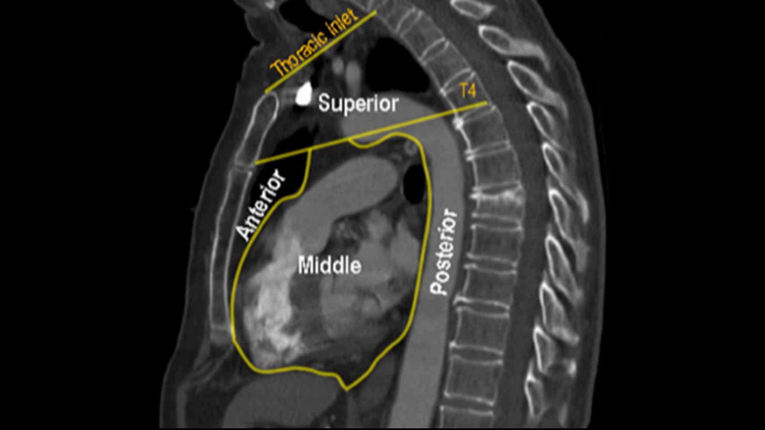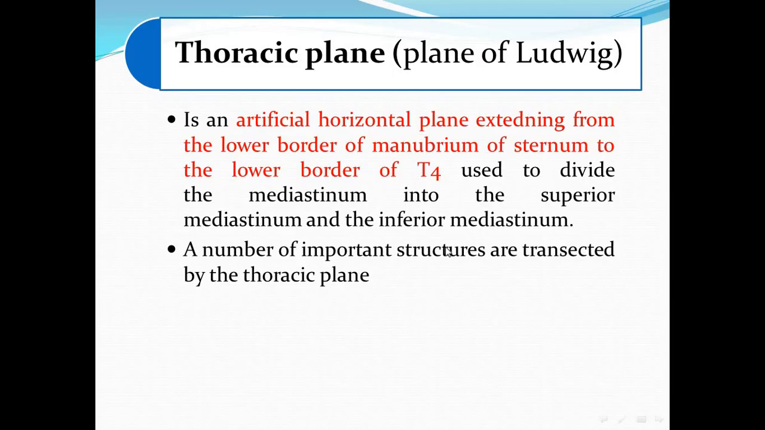This is a sagittal CT image annotated to show all of these subdivisions. So this is the thoracic inlet, which is the upper border of the mediastinum, and the diaphragm, which is the lower border. This is the thoracic plane, extending from the lower border of the manubrium of the sternum to the lower border of T4. Superior to it is the superior mediastinum. Inferiorly is the inferior mediastinum. Then, in relation to the pericardium, we have the anterior mediastinum, the middle mediastinum, and the posterior mediastinum.